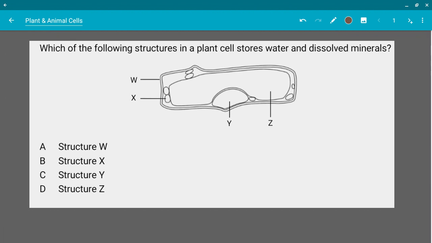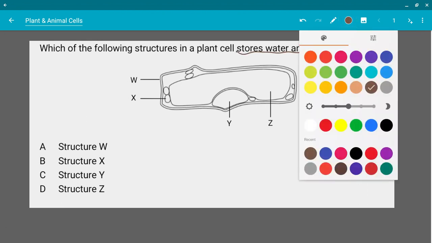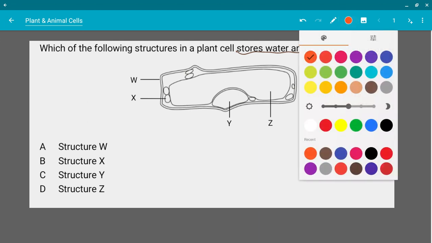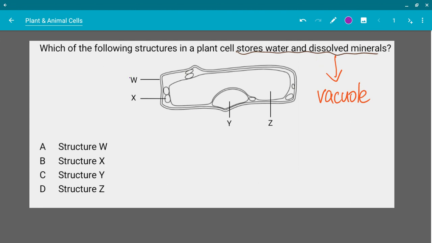Let's have a look. Which of the following structures in a plant cell stores water and dissolved minerals? So this one, which structure, what's the name of this structure? Yes, vacuole, or sometimes we call it a large vacuole. So let's see one by one what are these structures. So again, structure W, it is the cell wall. So this is the cell wall. Let me put it over here. So this is the cell wall. Option A is wrong.